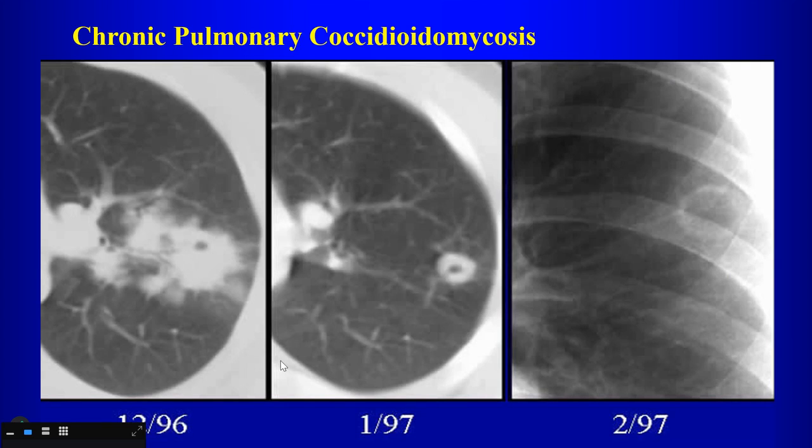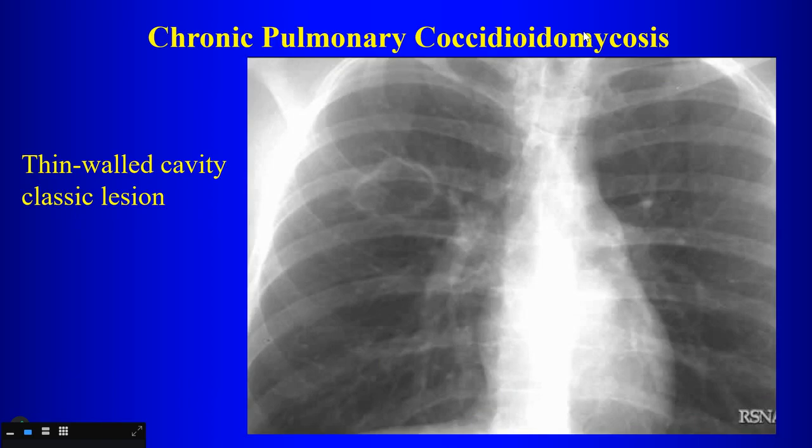And here's a nice example showing you. It starts out as a consolidation, forms a nodule with cavitation, and then goes on to heal as this thin-walled cavity, okay? So that's particular to this organism. Another nice example: thin-walled cavity as a sequela of infection.